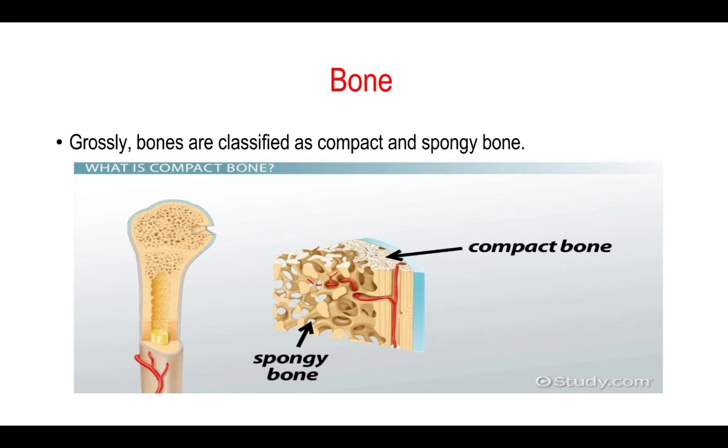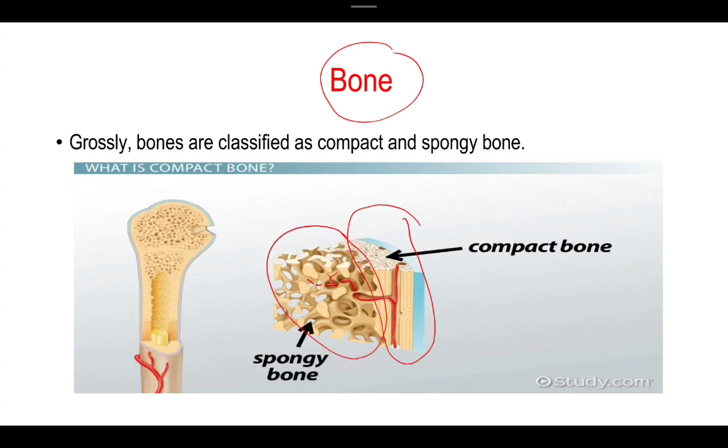So, we already talked about adipose tissue and cartilage. Now we're going to talk about the bone. Okay, so grossly, bones are classified as compact bone, this one, and spongy bone, which is this one. Only two are the compositions of your bone. It may be compact and spongy, and always the two are present in one single bone. Okay, so let's identify them first. Let's start with compact bone.